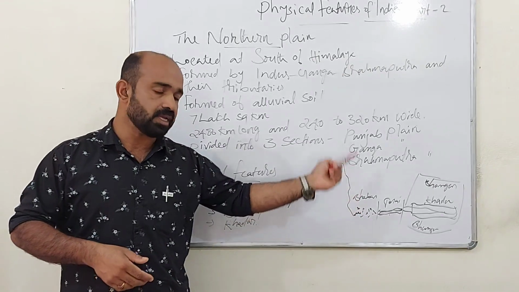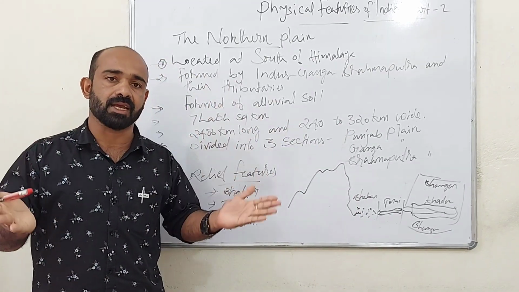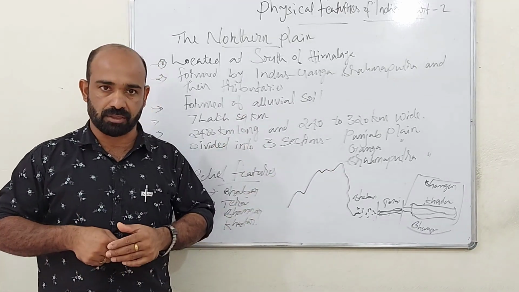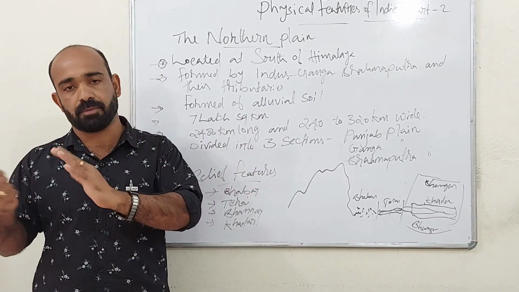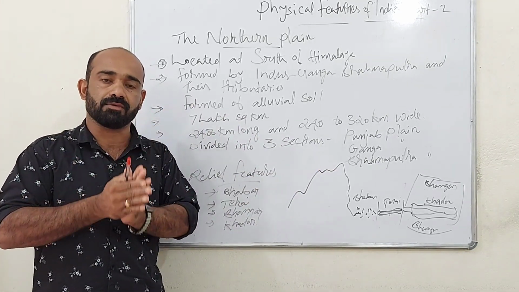After Terai, we have the wide area. The biggest part of the Northern Plain is the Bangar region. Here it is an old alluvial deposit region, and Khadar region is so close to the river area.